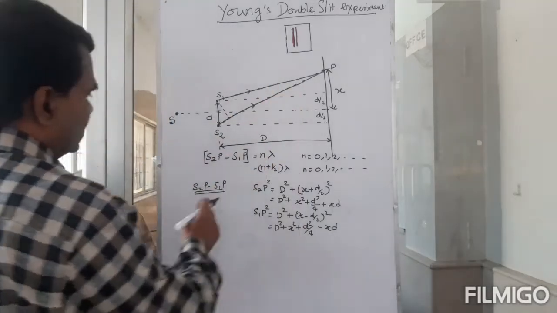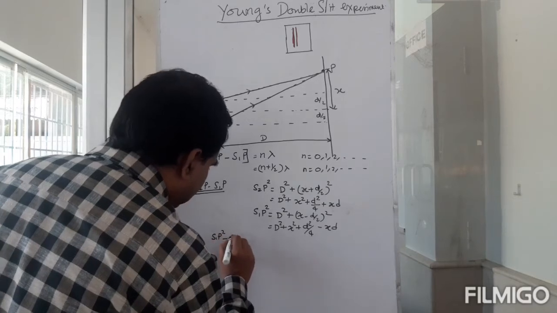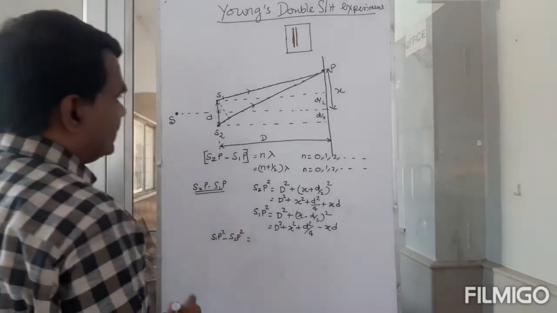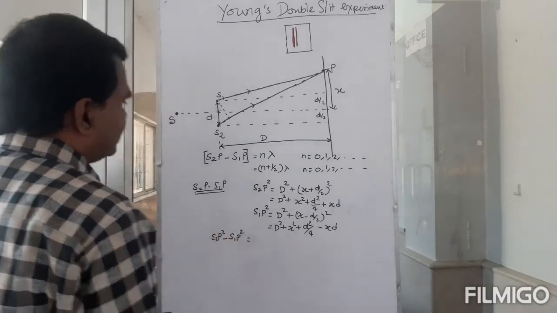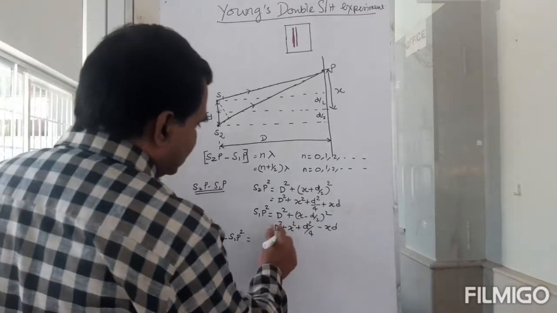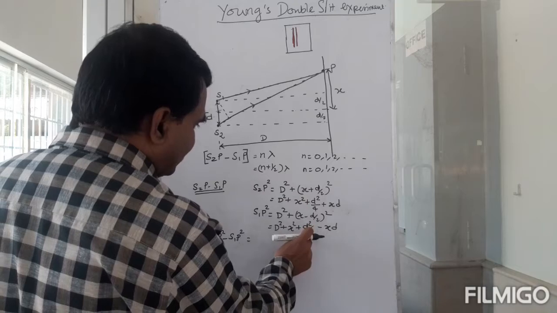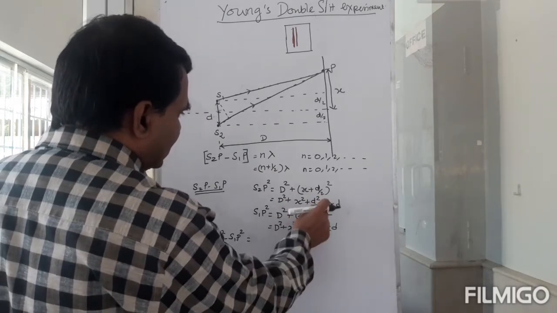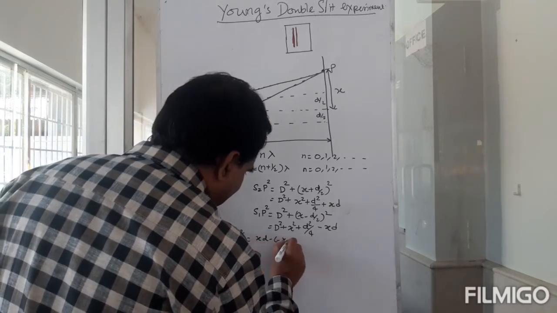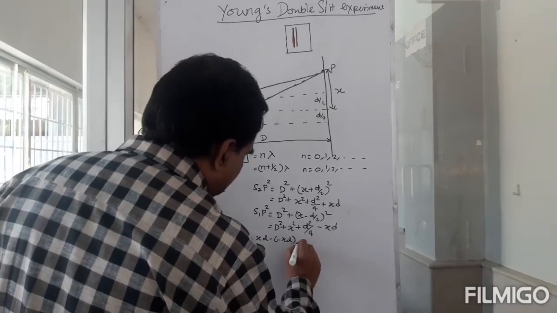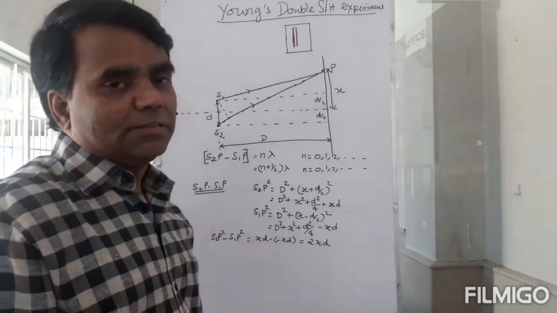That's the difference. The difference is S2P squared minus S1P squared. If I take this and subtract this, then D squared will cancel, x squared will cancel, d squared by 4 will cancel, and xd minus of minus xd is what I get. All other things will cancel. So that will give me 2xd. So S2P squared minus S1P squared is equal to 2xd.